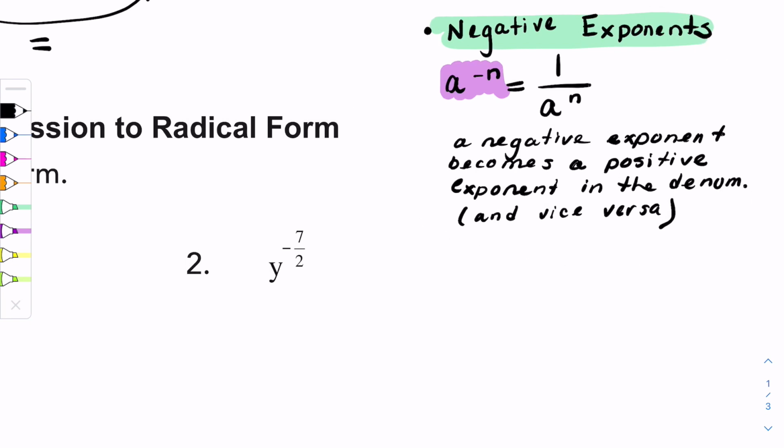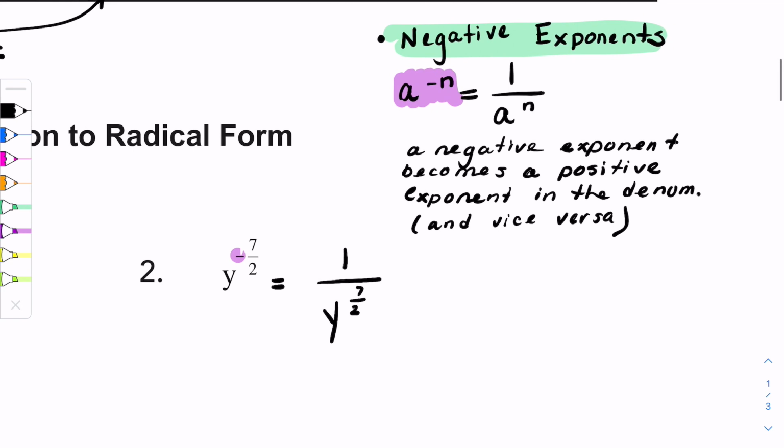So looking at this example, number 2, we have y raised to the power of negative 7 over 2. So right away, I notice I have a negative exponent, and we can't have that. So I'm going to rewrite this as 1 over y to the power of 7 over 2. So now I have a positive exponent, but it's in the denominator. So this here is going to be rewritten as 1 over the square root, because the denominator is 2, and that's the index, of y to the 7th power.